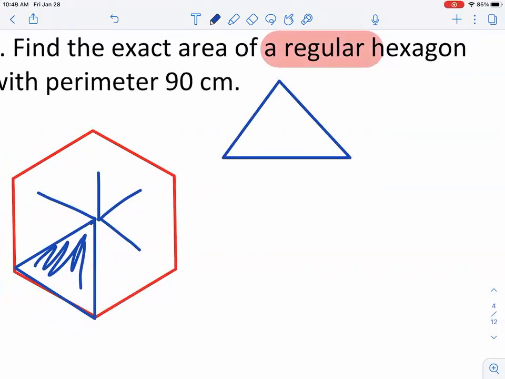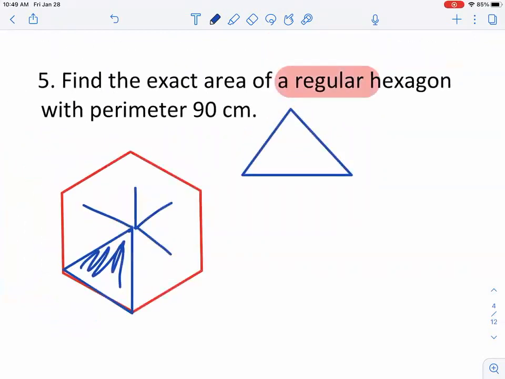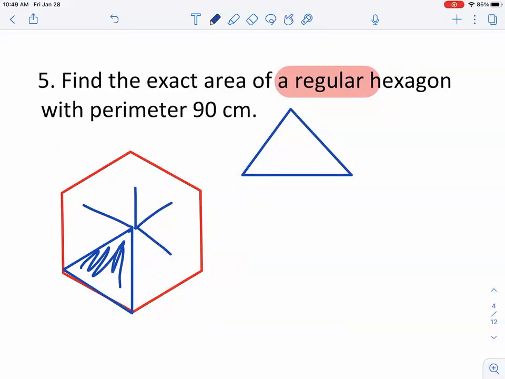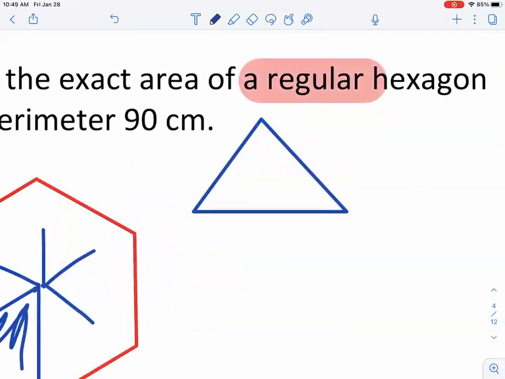And let's write down some things that we know about it. If the perimeter is 90, that means that all these sides added up is 90. There's 6 of them. So 90 divided by 6, that'd be what, 15, right? So that means that the base of this is 15.